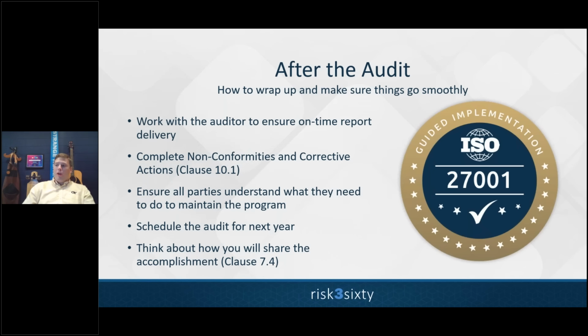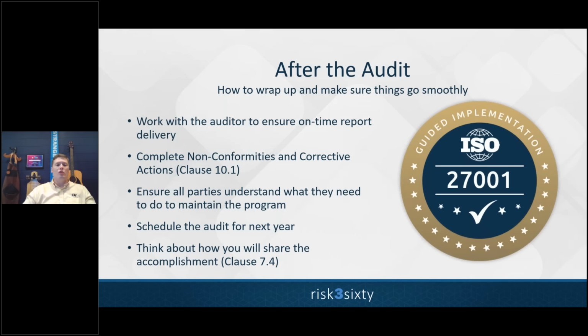Next, ensure all parties understand what they need to do to maintain the program. So ideally, if you've worked with those control owners throughout the year, if you've helped them understand what controls they're responsible for, then you're also going to have a good relationship with them and be able to help them understand what maintenance activities look like. So particular controls need to be done on a recurring basis, right? Access reviews, there's policy reviews. There's a lot of stuff that needs to happen over the year.